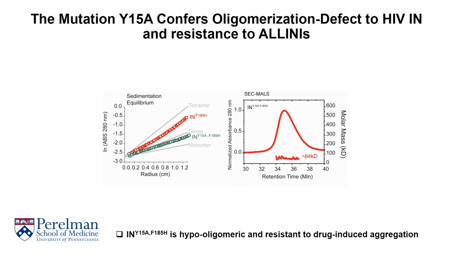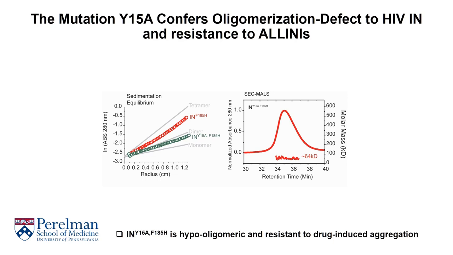Ultimately, it was the Y15A variant of HIV integrase that we ended up working with for crystallization trials. Using both SEC-MALS and sedimentation equilibrium analysis, we are able to find that preparations of integrase with this mutation are exclusively dimeric. Shown on the left is a sedimentation equilibrium experiment performed at 4 degrees Celsius. And you can see in gray are theoretical lines of what we expect for the protein in different oligomeric states, with the slope of the line being proportional to the molecular mass. The y-axis is absorbance, the x-axis is the radial position within the analytical centrifugation cell.